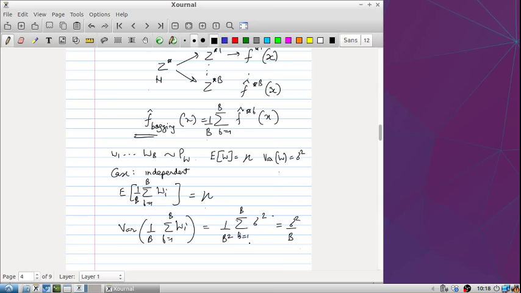right? So first I pulled out the constant, which just becomes the square of it, so 1 by b becomes 1 by b square, and I said the variance of a sum of independent random variables is the sum of the variances. So each individual variance is sigma square, and there are b of them, so the numerator is b times sigma square. So this corresponds to your intuition that variance decreases if they are independent random variables.